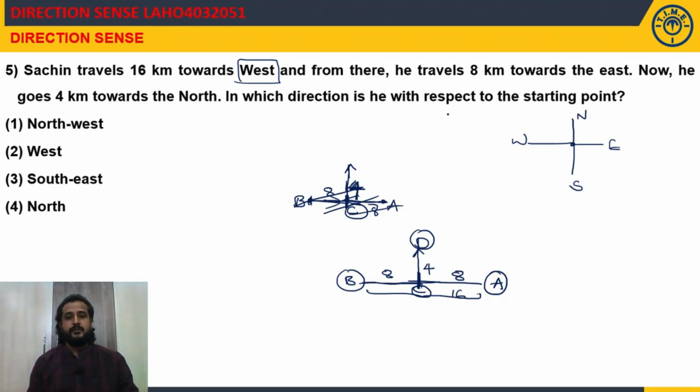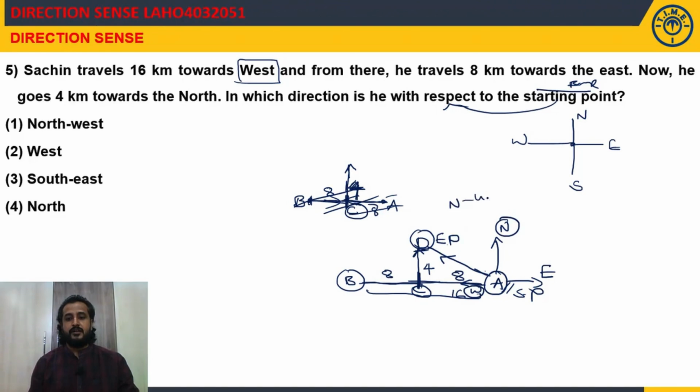Now what is given? In which direction is he with respect to the starting point? The starting location we have taken as A. So it is the starting point. Now he is at point D, so it is the ending point. What is the base? Starting point is the base. So from the starting point I need to look in this direction, the D location. On a paper, with respect to A, this is east, this side will be west and upwards is north. So this line is between west and north. So what is my answer? North-west. So choice 1. Fine, choice 1 is my answer.